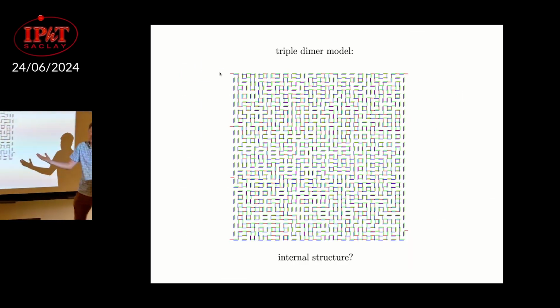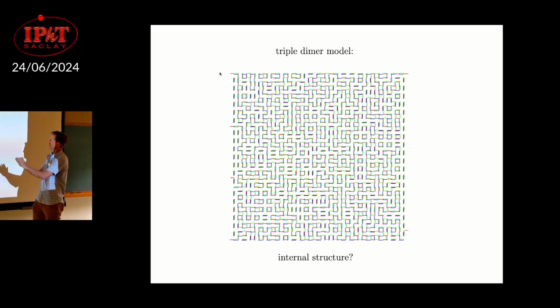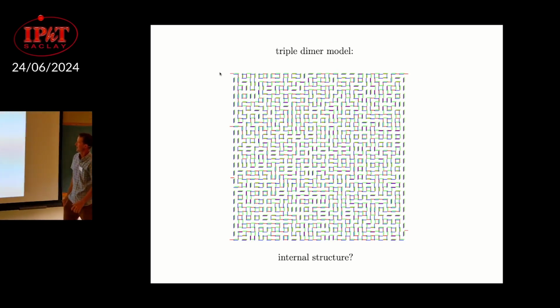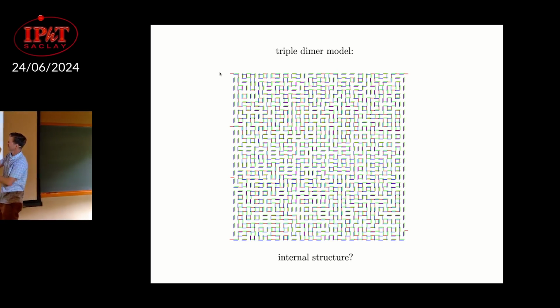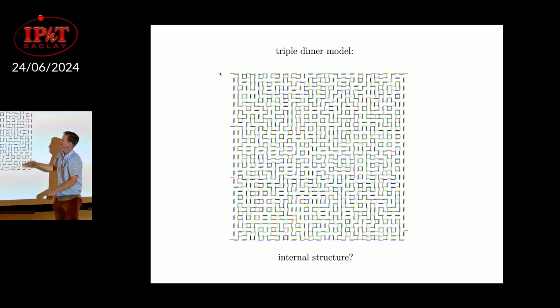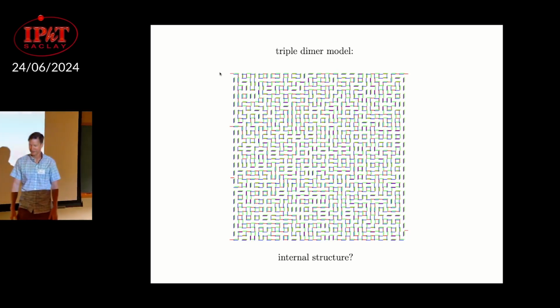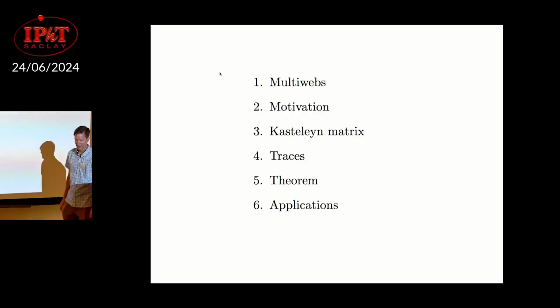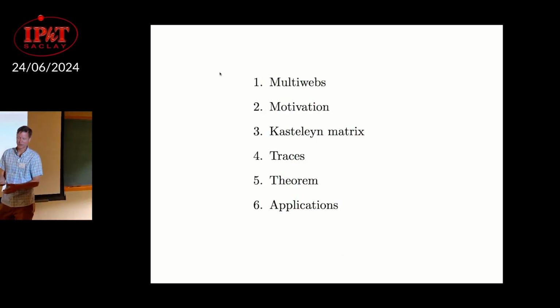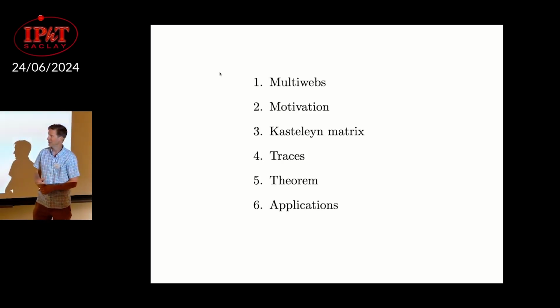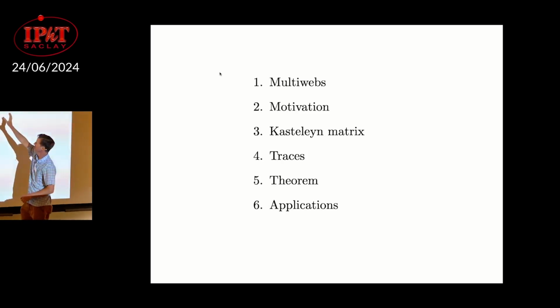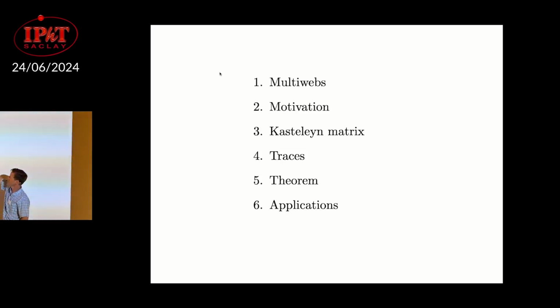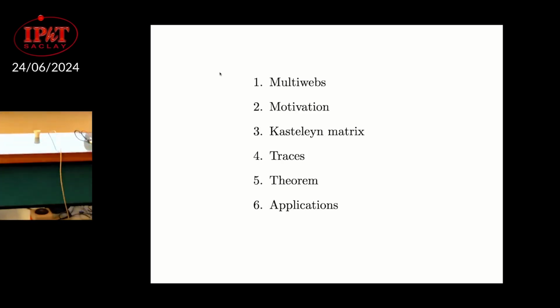On the other hand, if I tried to do the same experiment with three dimer covers, a red, a green, and a blue, and I drew them on top of each other, you don't see anything. There doesn't seem to be any internal structure. The system kind of percolates, and you don't really see any large-scale internal structure. The goal of this talk is to explain that there is some internal structure there and show you how to find it. We're going to be more general than just three dimers. I'm going to talk about these things called multi-webs, and there's one main theorem which I'm going to get to, and it'll require some explanation, and then there are some applications.